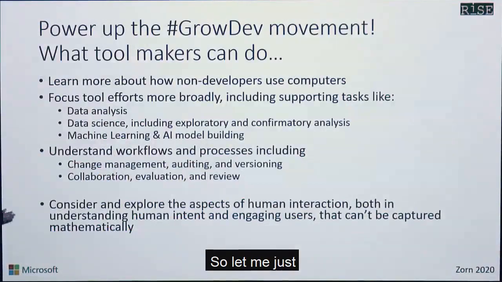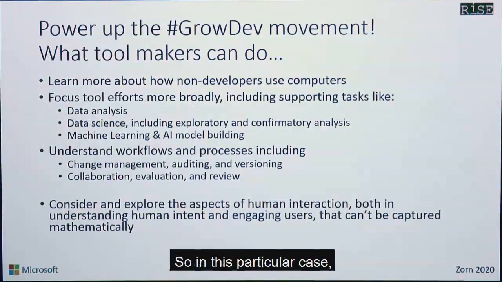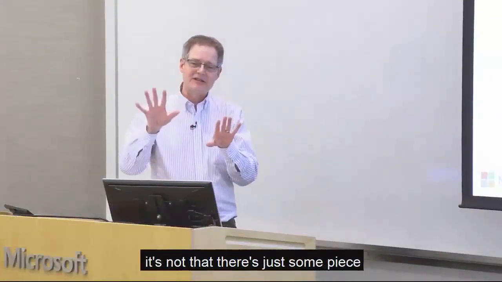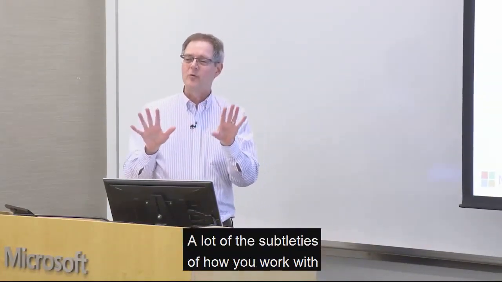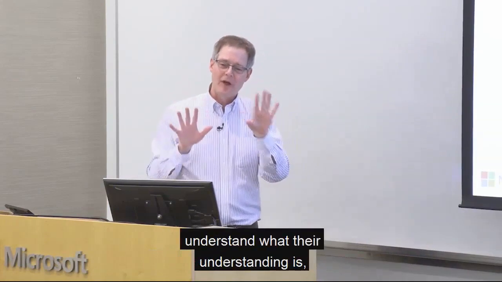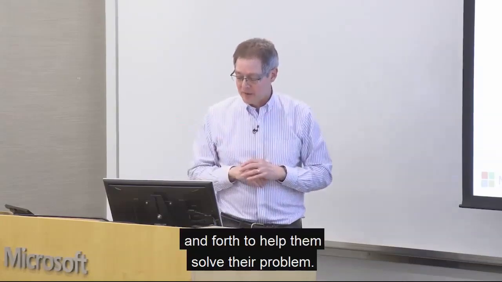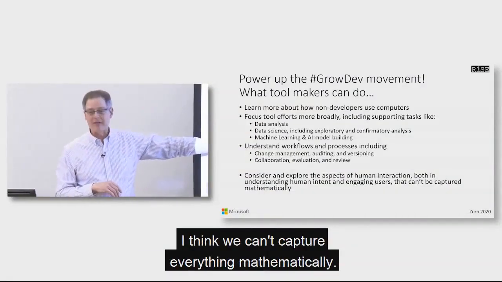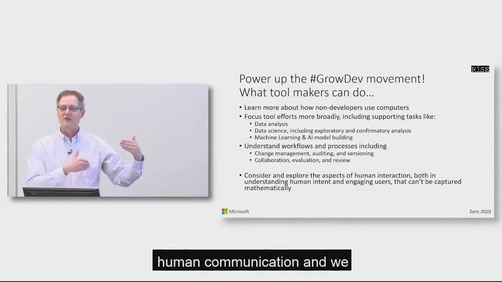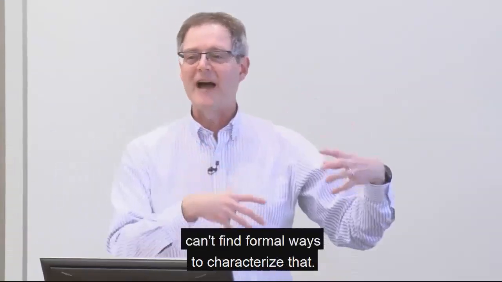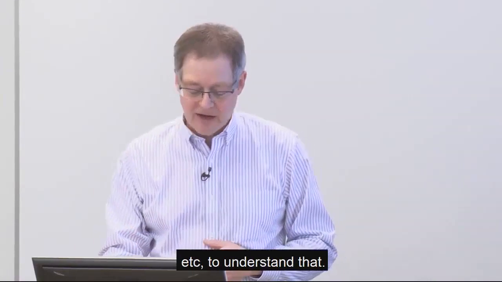And let me just emphasize the aspect of human-computer interaction. In this particular case, it's not that there's just some piece of code that's syntactically correct. A lot of the subtleties of how you work with people and give them tools is to understand what their understanding is, what information you're giving them, and how that is going back and forth to help them solve their problem. So I think we can't capture everything mathematically. One of the things about spreadsheets that we've learned is that there are aspects of spreadsheets which are about human-to-human communication, and we can't find formal ways to characterize that. We have to actually use statistics and machine learning, et cetera, to understand that.